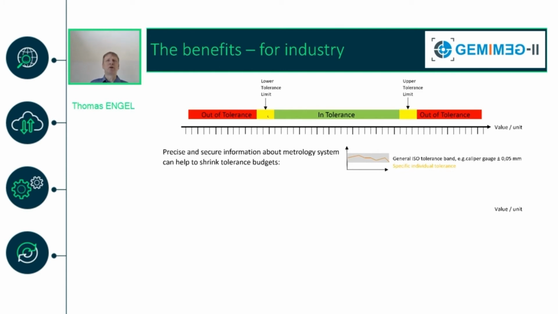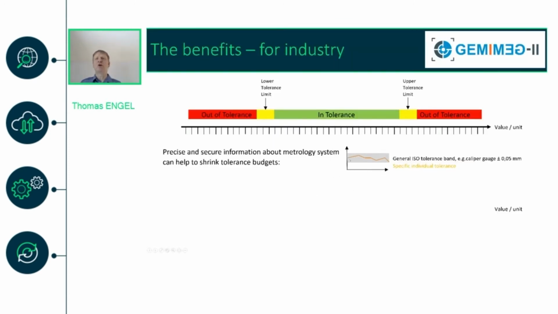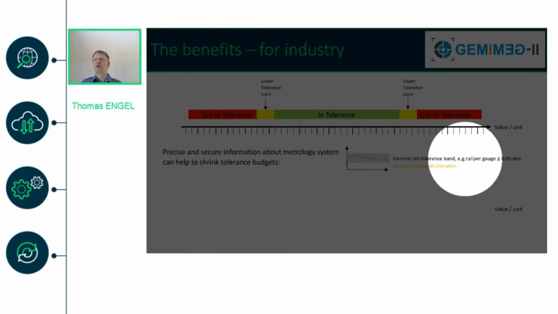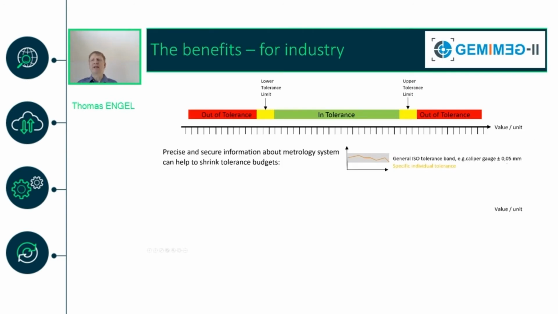And just when talking about the caliper gauge, for example, we want to have precise and secure information about the metrology system, which can help to shrink the tolerance budget. This means that here in this chart, we are really having the orange trace from the calibration. So we really know for each individual measurement object what the specific individual tolerance is, and we do not need to rely on the much broader general ISO tolerance band specification, which for a caliper gauge is around 50 micron in many cases.